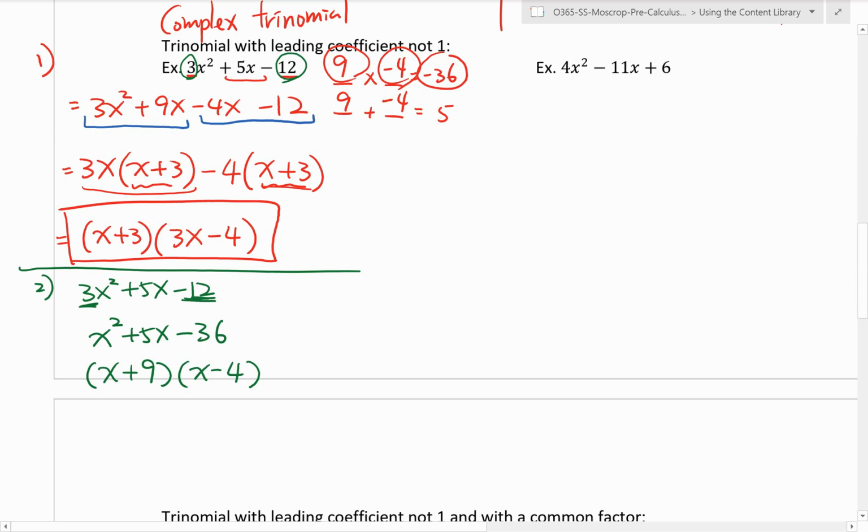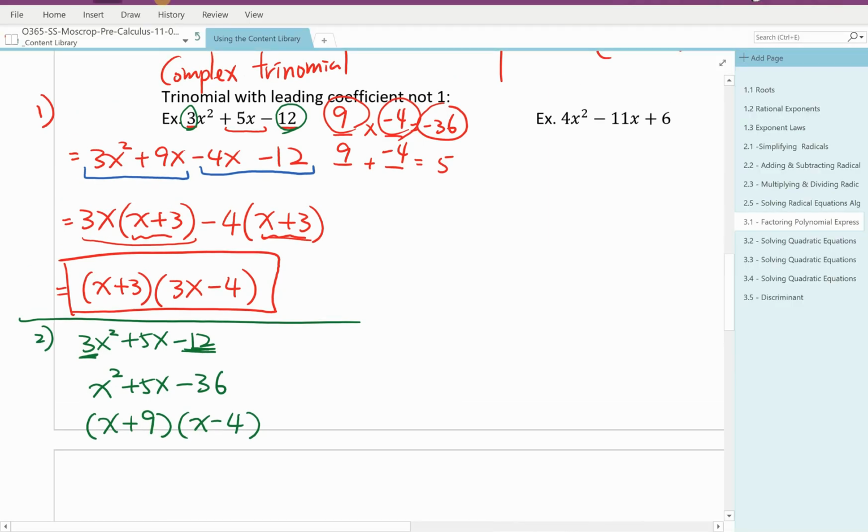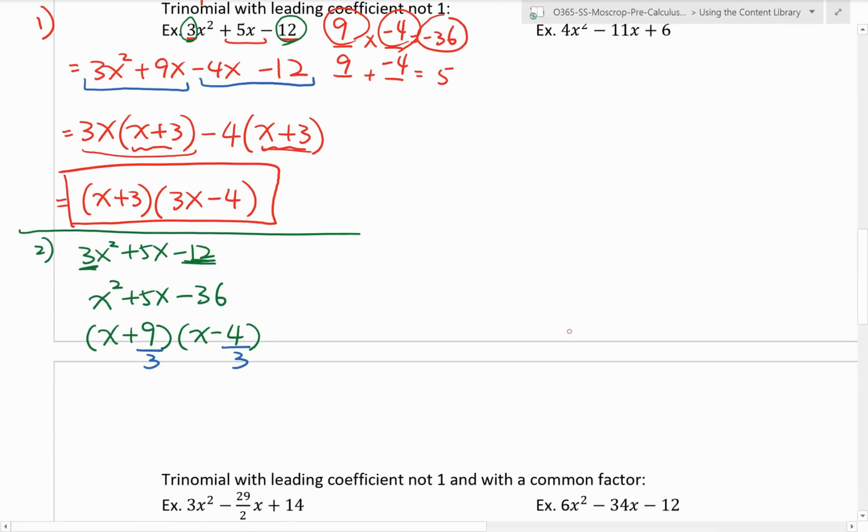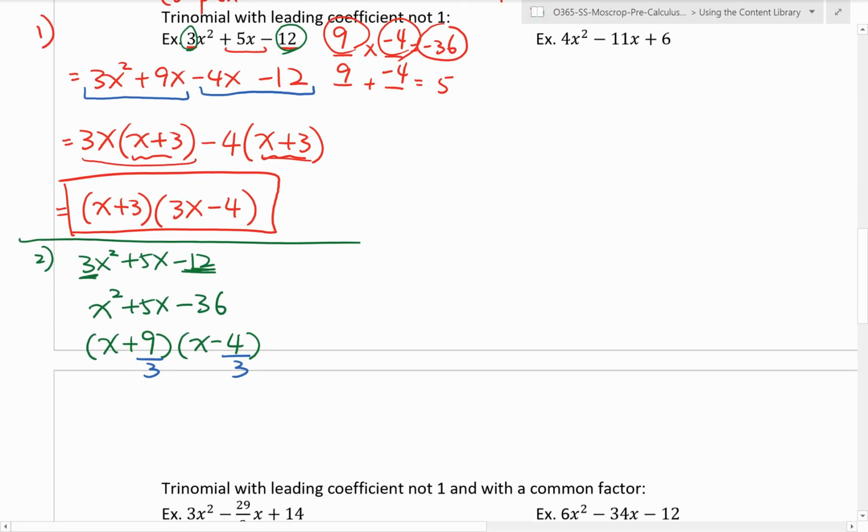Okay, so now what I'm going to do is go backwards. So then we get that 3 back. So that was multiplication by 3. Now I'm going to actually divide these two numbers by 3. Maybe I should write that in a different color. So I'm going to divide this by 3, divide that by 3. Then you can simplify this. You actually get x plus 3.